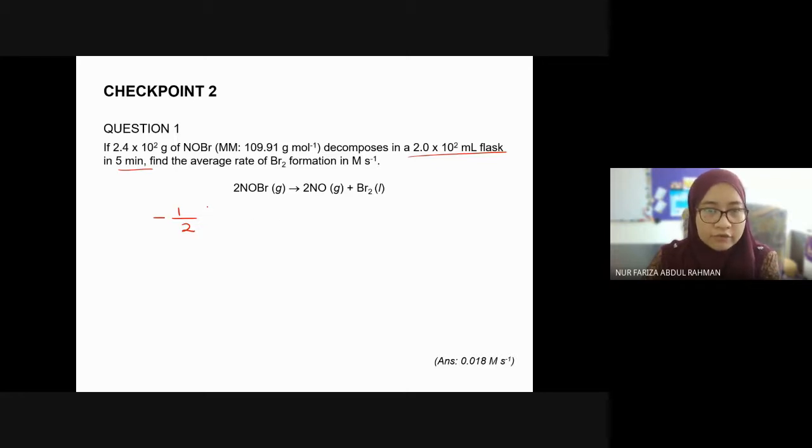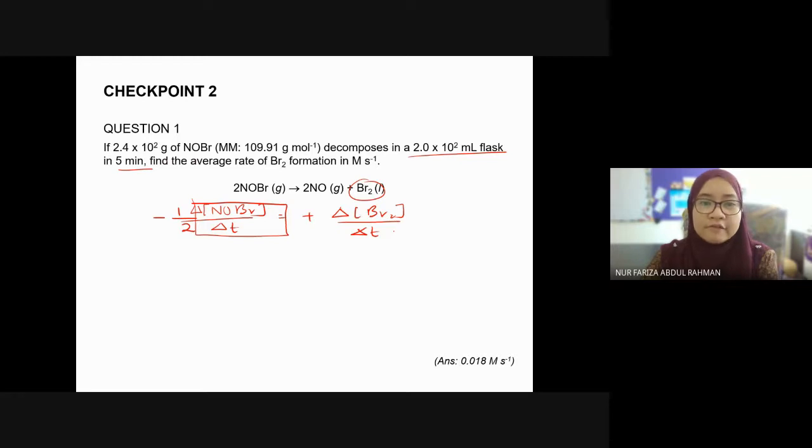1 over 2 delta NOBr over delta T, and then they want to know Br2, so delta concentration Br2 over delta T. Okay, so this is the relationship that we have so far. Now what we want is the rate, of course. The question makes life difficult. It's not given directly, but we have to find it. What we have is the mass.